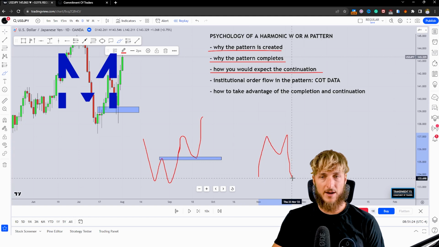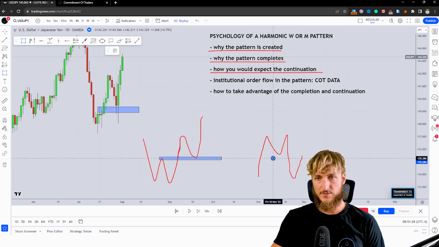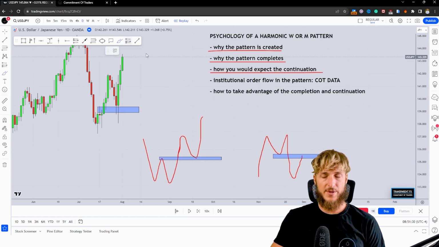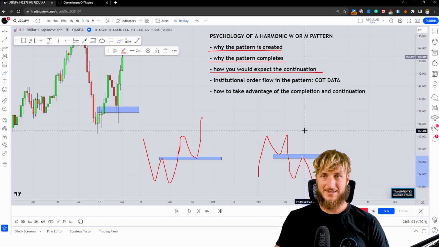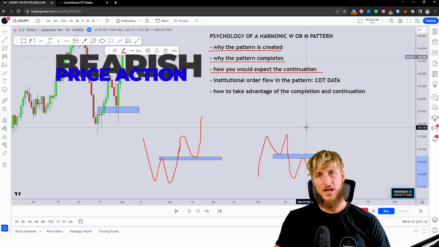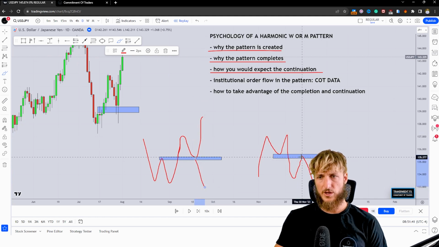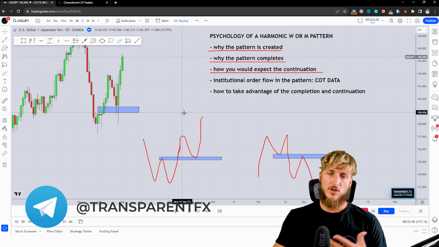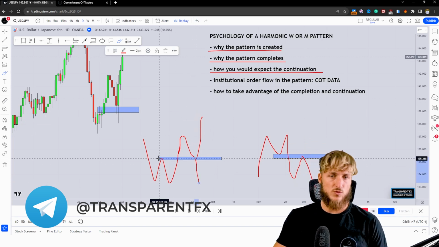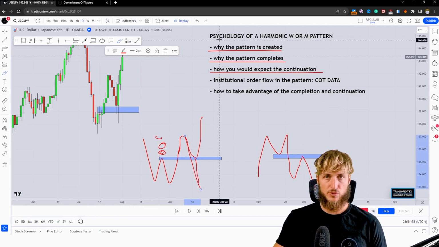In the case of a harmonic M pattern, you would expect first the completion at the neckline, and then here you would expect a manipulation on lower time frames, and then there you would expect the continuation lower. Now, in some cases, you will see that the market just continues lower here or continues higher here. That is because sometimes they just wanted to create the manipulation above this high, and then they wanted to just push the price lower.